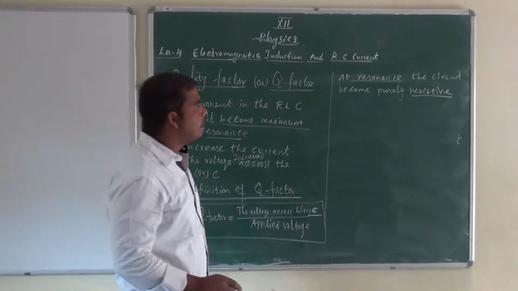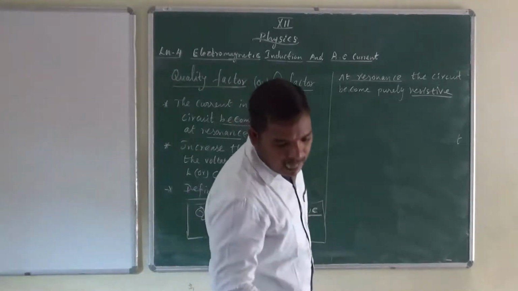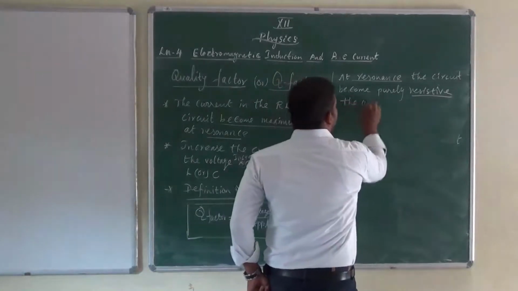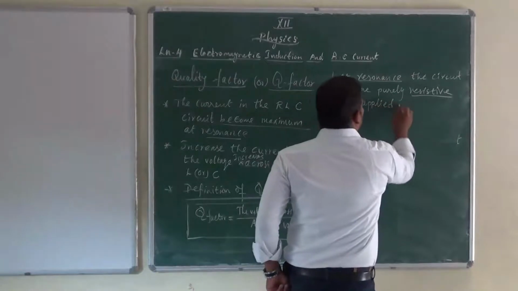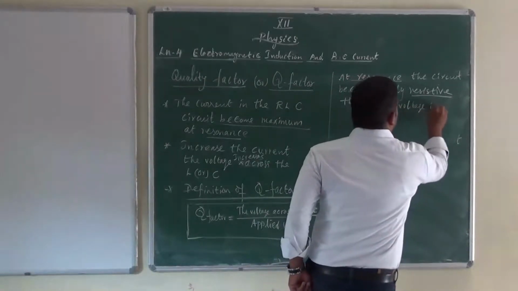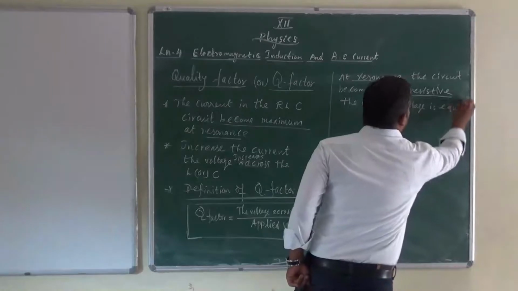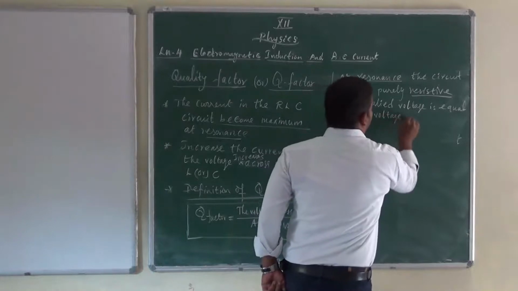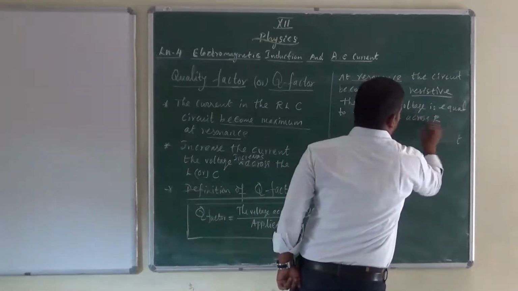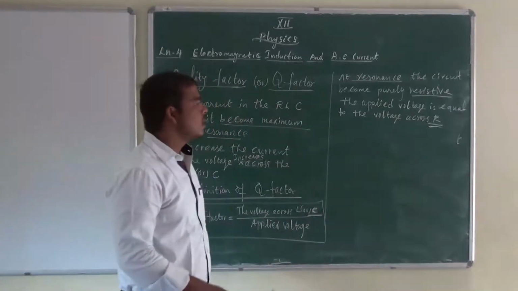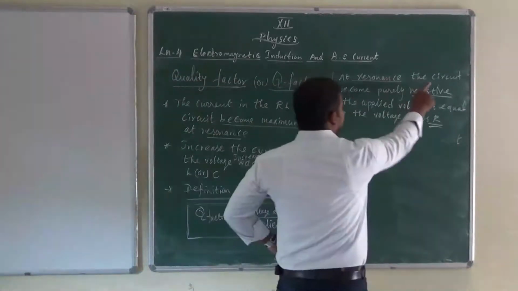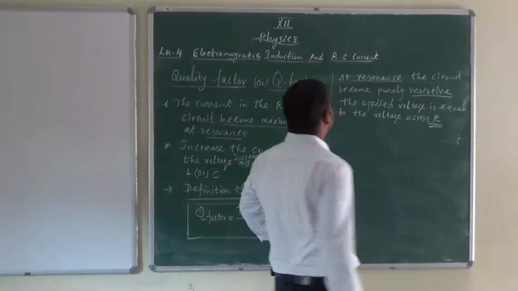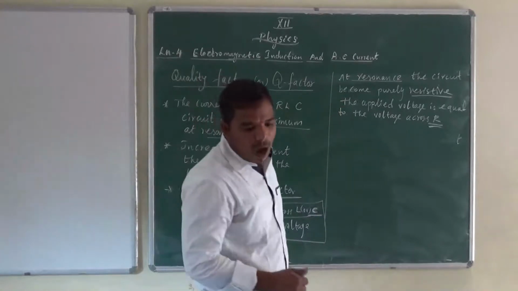At that time, what is the applied voltage? The applied voltage is equal to the voltage across R. These are the 1 mark points, so please note it down. So at resonance, the circuit becomes purely resistive. At that time the applied voltage is equal to the voltage across R.